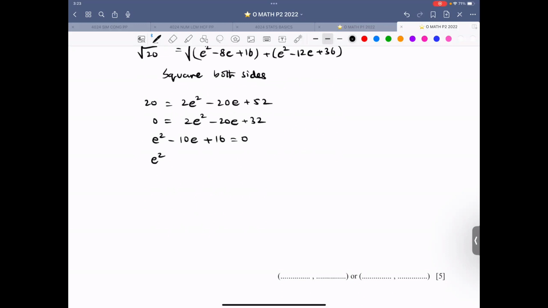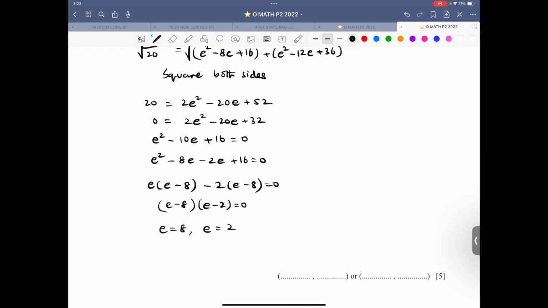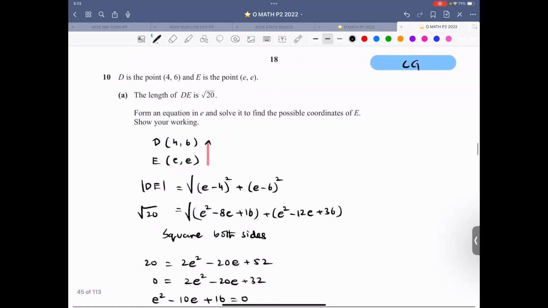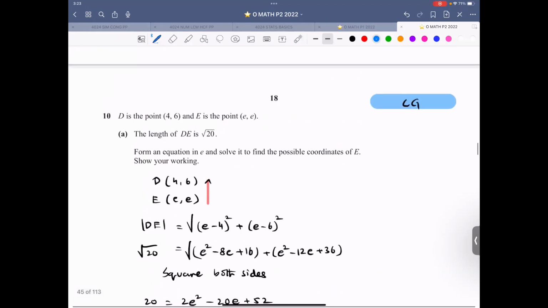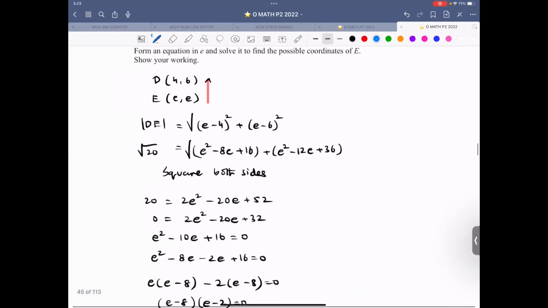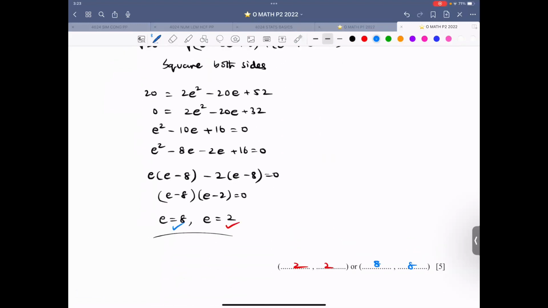Factorize: e square minus 8e minus 2e plus 16 equals 0. e common, (e minus 8), minus 2 common, (e minus 8). Therefore, (e minus 8)(e minus 2) equals 0. Therefore, e equals 8, and e equals 2. The coordinates are (e, e). So one of the coordinates is (2, 2). The other coordinate is (8, 8). So that is what they're asking. How many marks are given? 5 marks. So basically, it's an application of Pythagoras theorem and algebra.